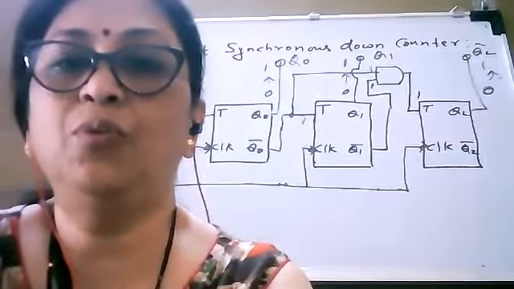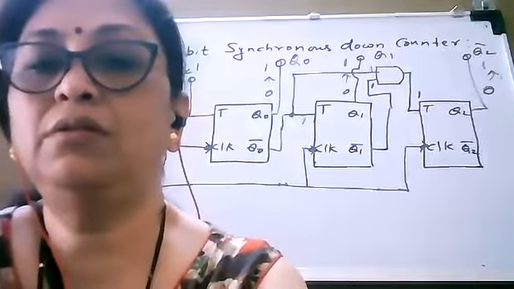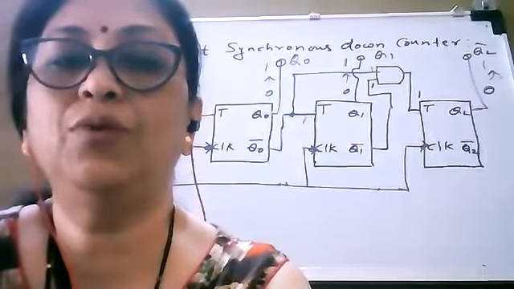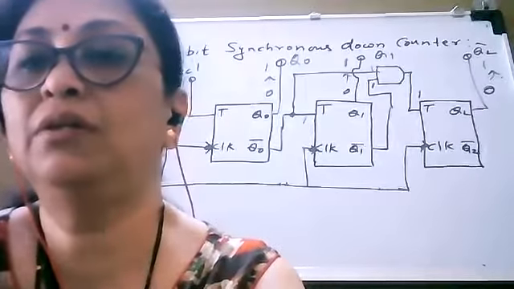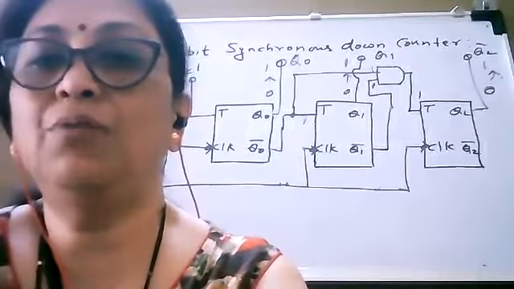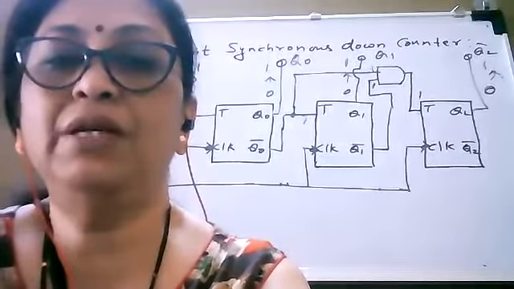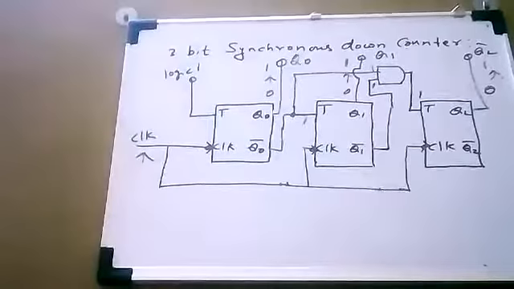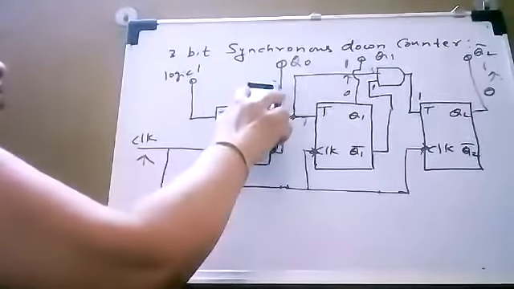Okay, so if your previous output states are 0, 0, 0, then after application of the clock pulse, you are going to obtain outputs which are 1, 1, 1. Okay, now let us see what happens if the previous state is 1, 1, 1. Let us check out what happens in this case.